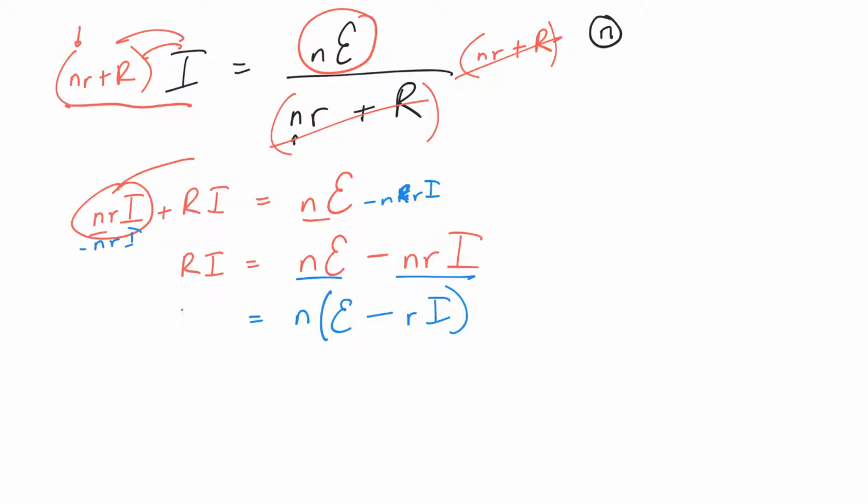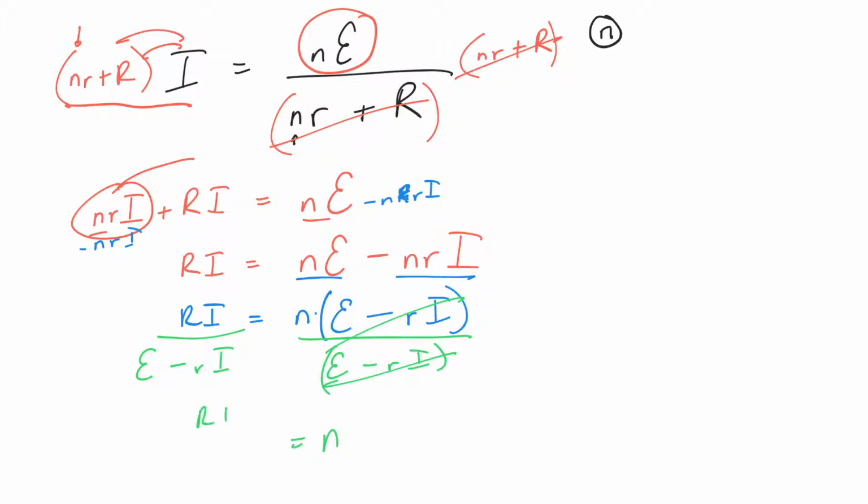And lastly, this is n times that, so to get rid of it, I'm going to divide both sides by this e minus ri, and divide this side by e minus ri. And so these cancel, so I'm left with n is equal to ri over e minus ri. That's a lot of stuff to keep track of. Here's one more.